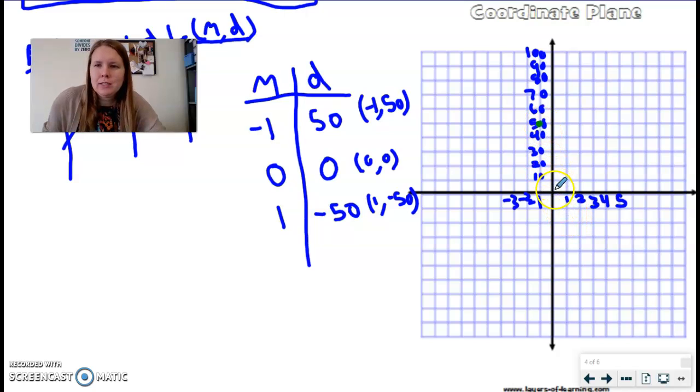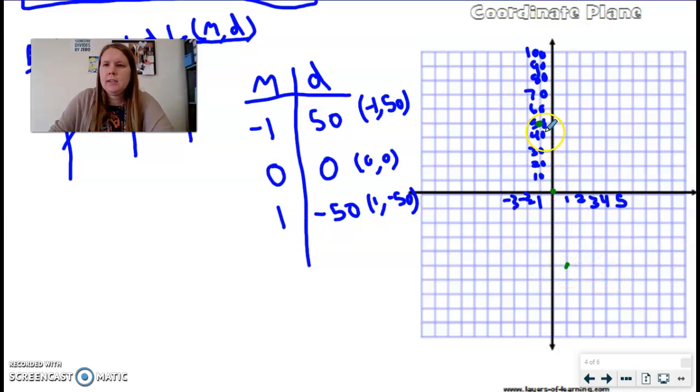I also then have the point 0, 0, which is my origin. And then I have the point 1, -50. So I have 1, and I didn't actually label these out, but I was going up by 10. So if I'm going to -50, I have to count up by 10s, and I'm going down. -10, -20, -30, -40, -50.